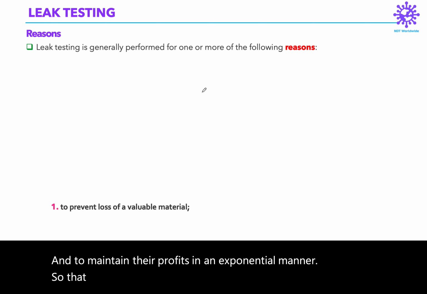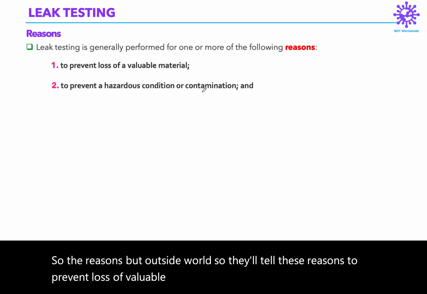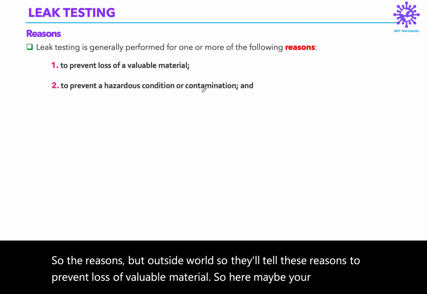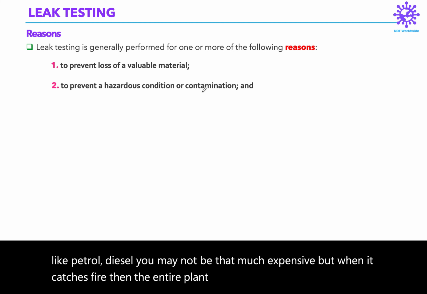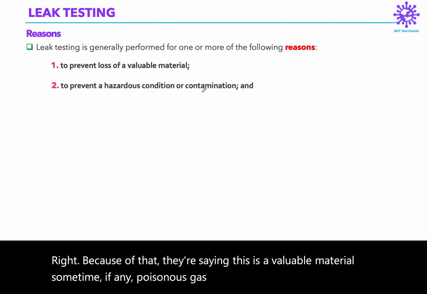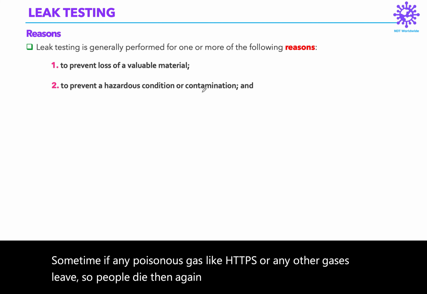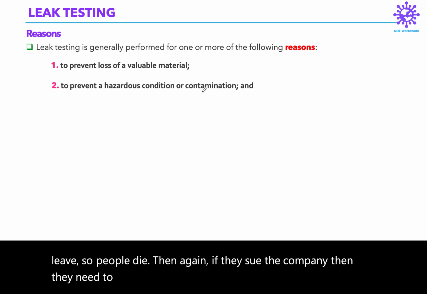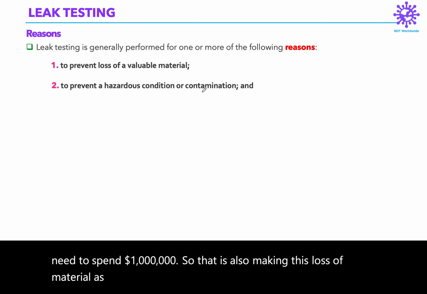So the reasons, from the outside world, they'll tell these reasons: to prevent loss of valuable material. Here maybe your chemical like petrol, diesel may not be that expensive, but when it catches fire, then the entire plant will explode, right? Because of that, they say this is valuable material. Sometimes if any poisonous gas like H2S or any other gases leak, people die. Then again, if they sue the company, then they need to spend $1 million. So that is also making this loss of material a most valuable one.